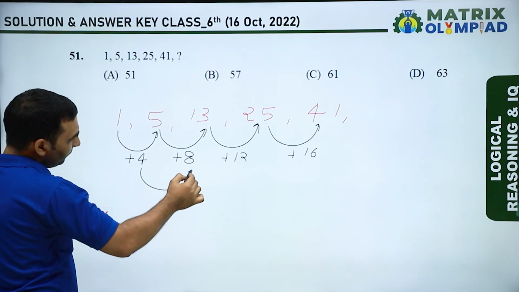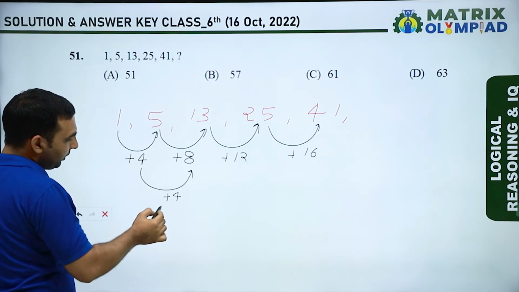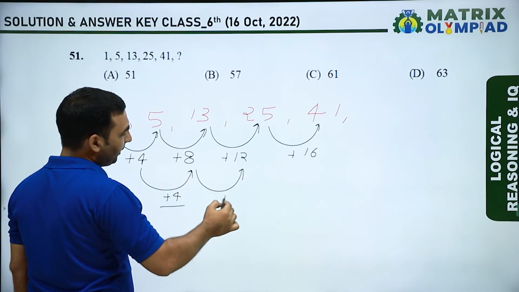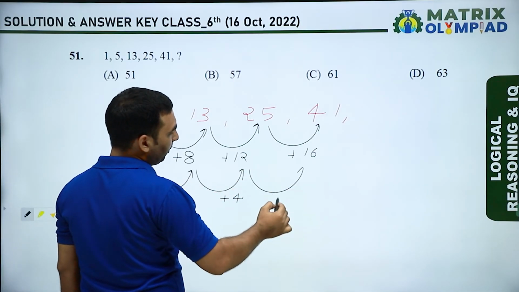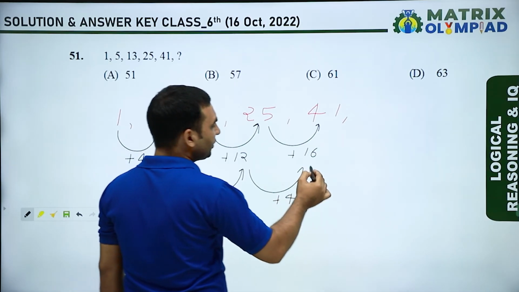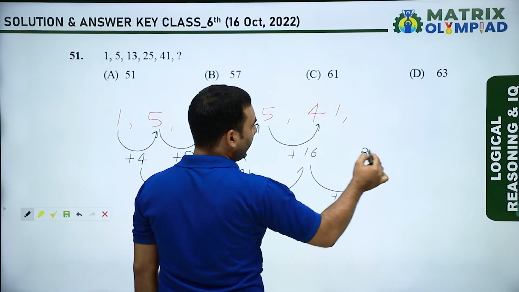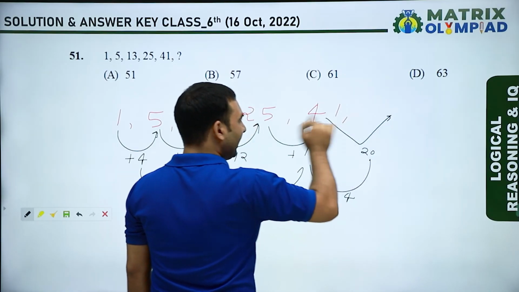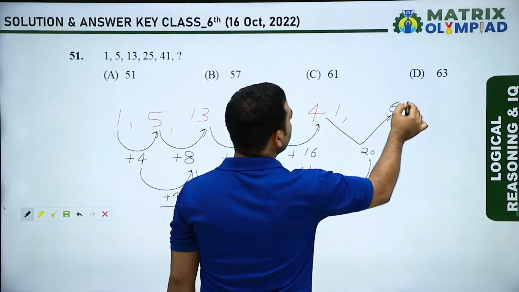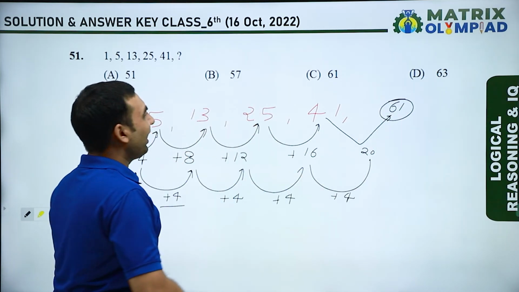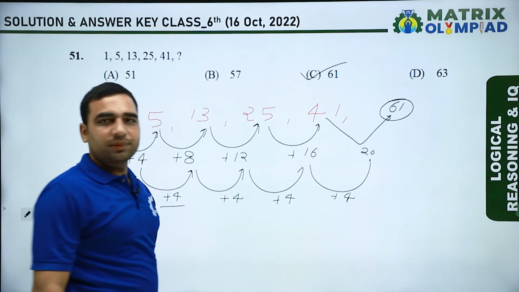4 to 8, every number increasing by plus 4, plus 4, plus 4. What is your next number? Then you say plus 4, 16 plus 4 is 20, and then we add 20 in 41. Our answer is 61. Option C is the correct answer.